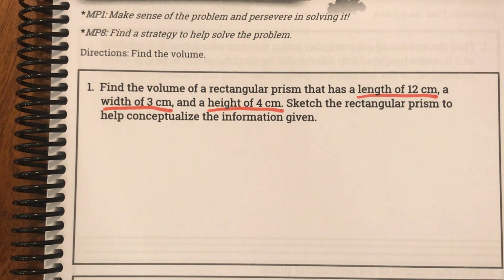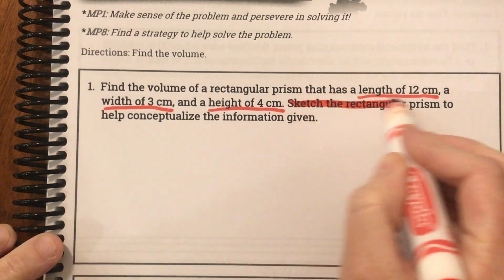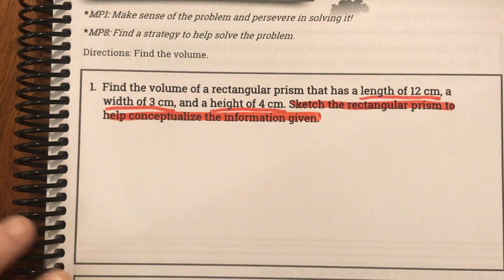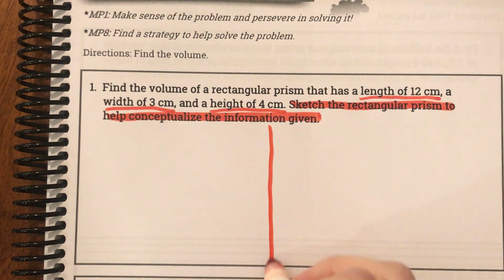Okay. So then it says sketch the rectangular prism to help conceptualize the information given. Conceptualize means to picture. I'm going to be honest, I think most people have a really hard time sketching rectangular prisms. So if that's something that you think is going to help you, you may do it. But if you think that's going to just be harder for you, you're welcome to cross that off. So I'm going to actually cross that off. Because I actually don't think I need it. I think that they gave me enough information to use my formulas.